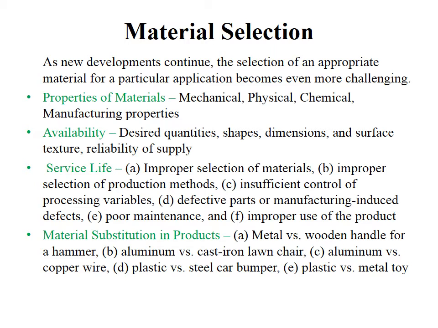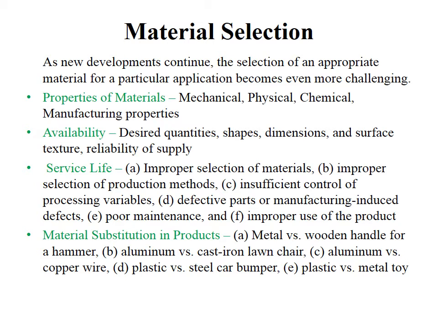Third is service life. This is a very important criteria. Depending upon how long you want the product to be in service, you can choose the material accordingly. And service life can be reduced or it can be increased. It depends upon the material which you choose, what production method, and there are so many variables which affect the service life, whether you're maintaining it properly, whether you're using the product properly. All that will affect the service life. So depending upon what kind of service life you want, accordingly the material can be chosen.